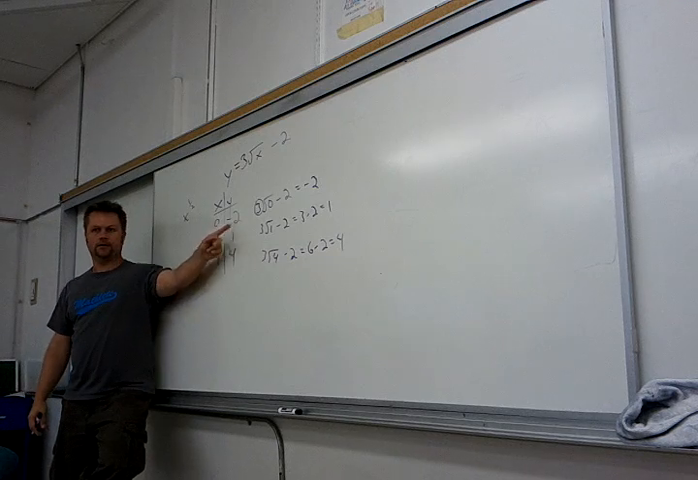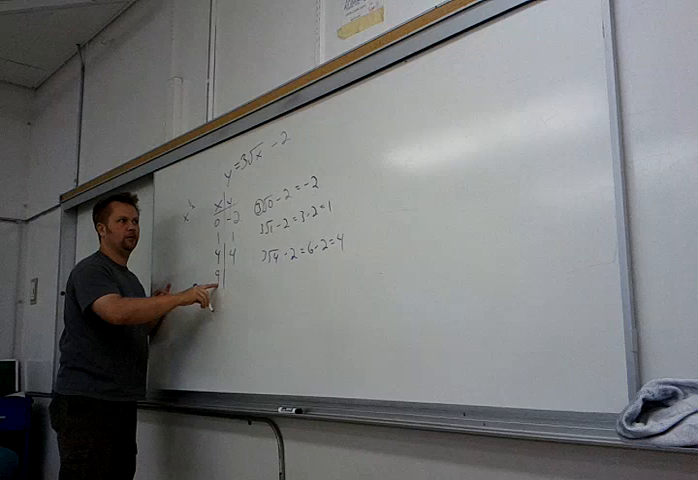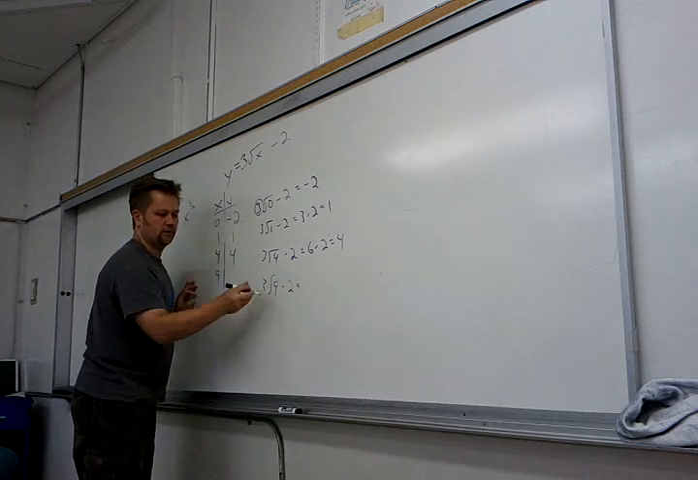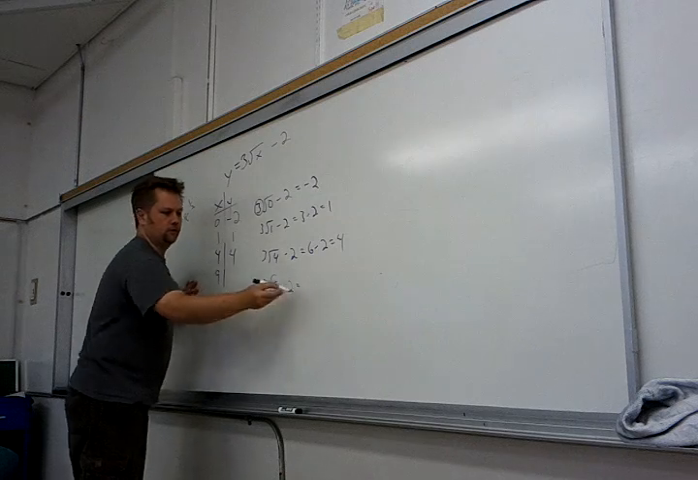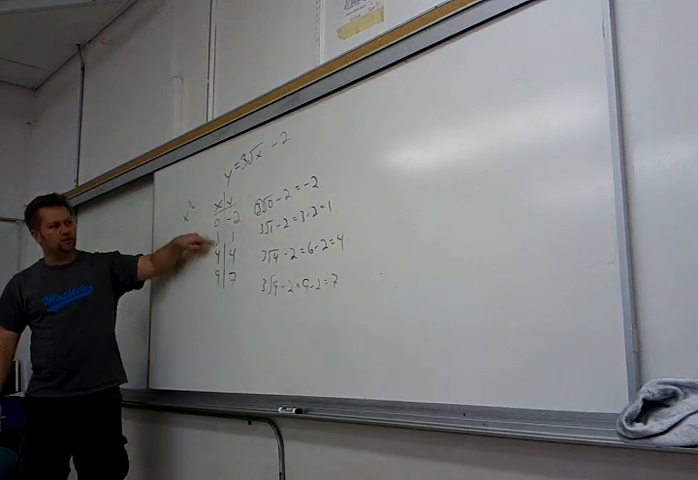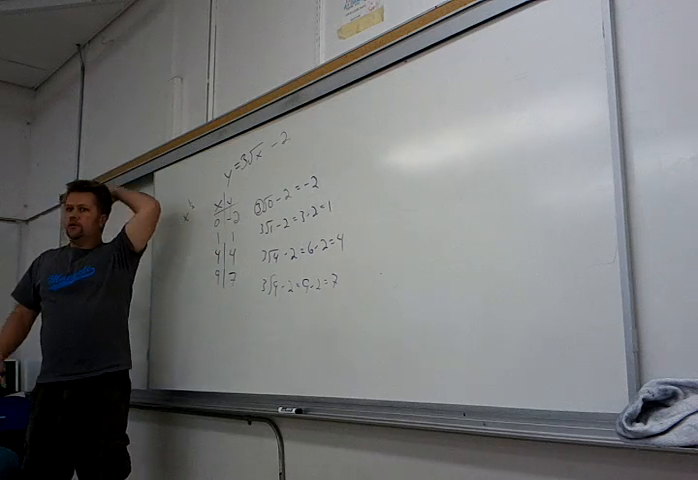Oh, 1 and 4. In fact, if I plug a 9 in there, I get 3 times the square root of 9, which is 3, times 3 is 9, minus 2 is 7. You notice that these are the same, but this is not the same. Now you just plot the points.